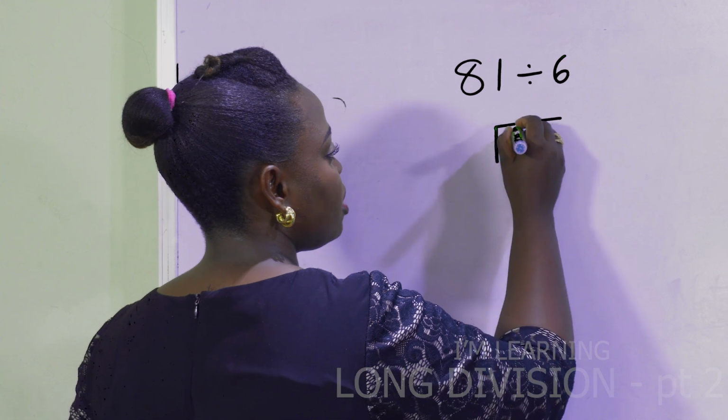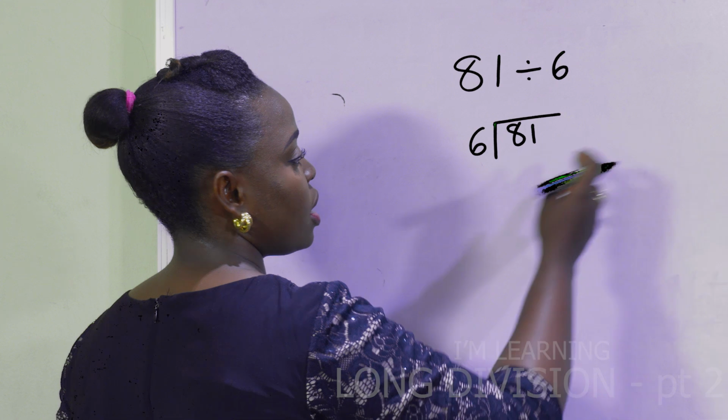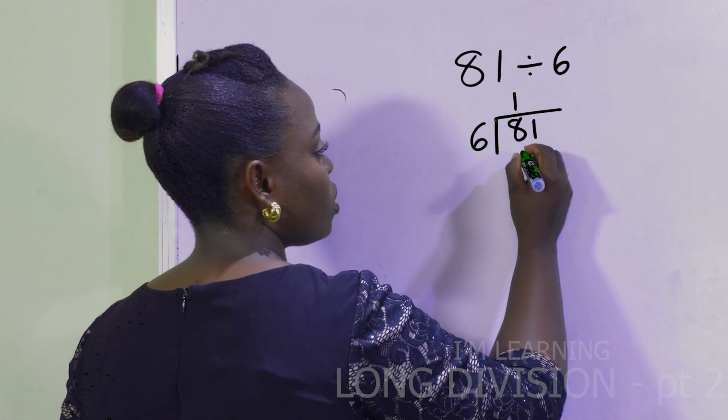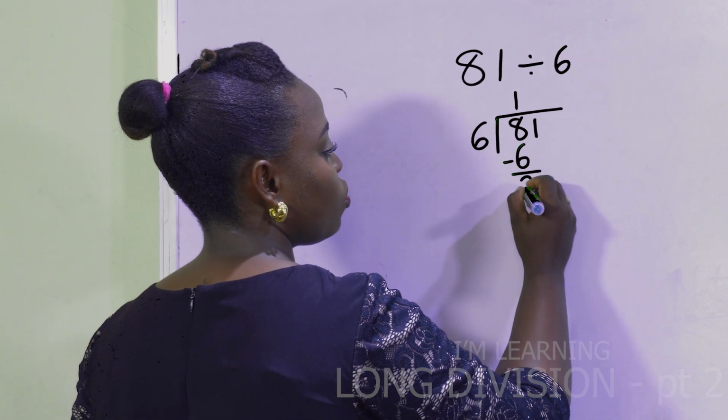So let's look at this. Remember, this is my dividend. It stays inside. My divisor is on the outside. So I start division. 8 divided by 6 is 1. 6 times 1 is 6. Do my subtraction. I have 2 left.